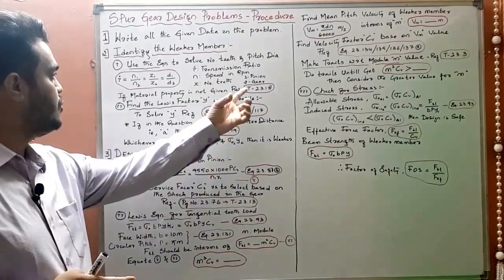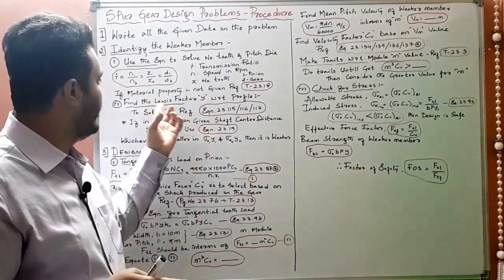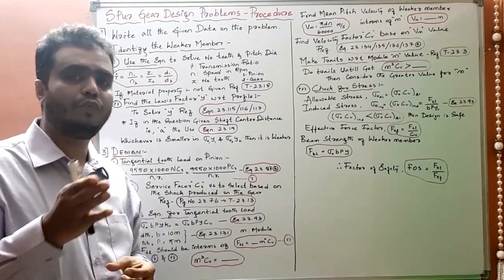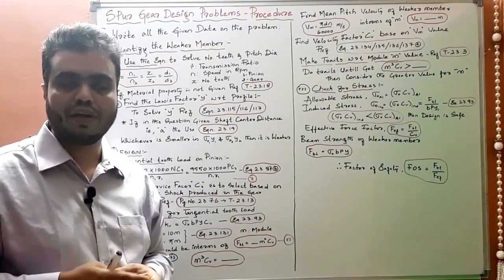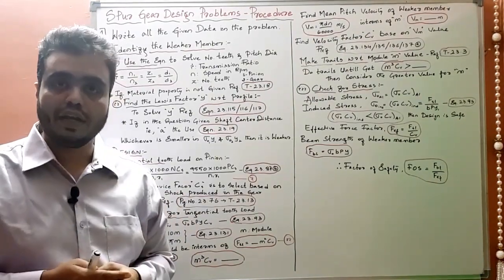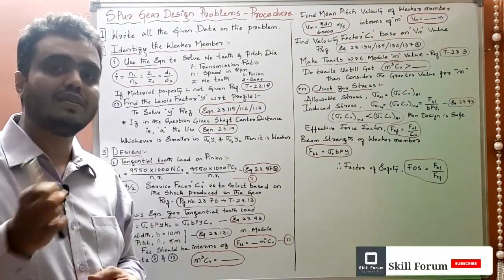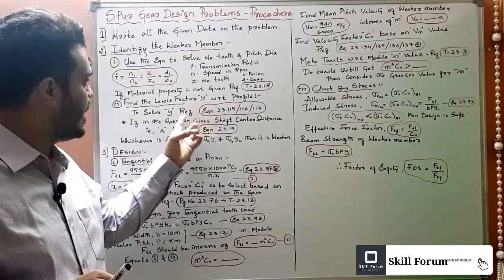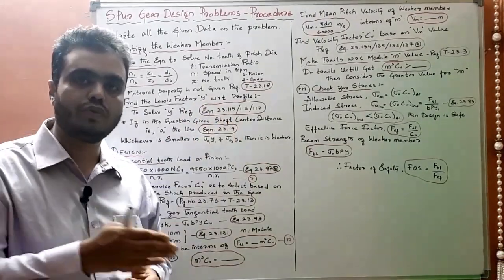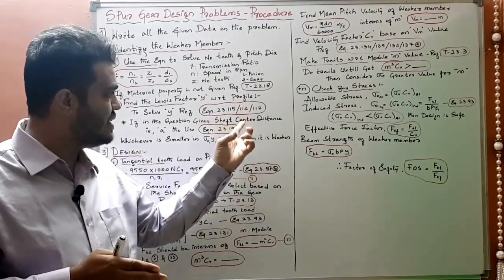Once you get the material property, the next thing is to find the Lewis factor. You need to find the Lewis factor with respect to the profile of the gear, whether it is an involute profile, a 20-degree involute profile, or stub teeth. Based on that you need to use the equation. We have equations 23.115, 116 and 117. So just remember these equations.